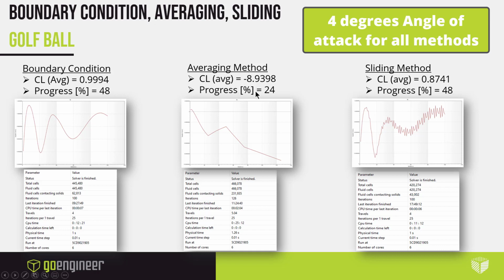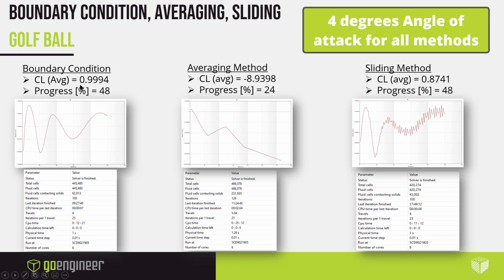All right, here's the golf ball. Again, I was getting weird values. It was only 24% complete for the averaging method, I would probably have to let this run for a little bit more time to get more accurate results. But the boundary condition, again, 48% through the calculation, same as the sliding method.